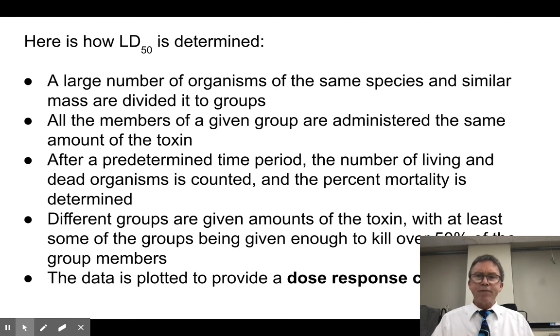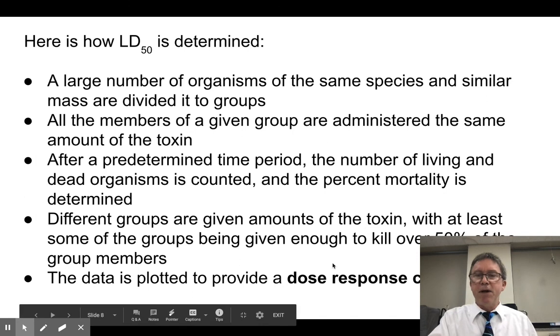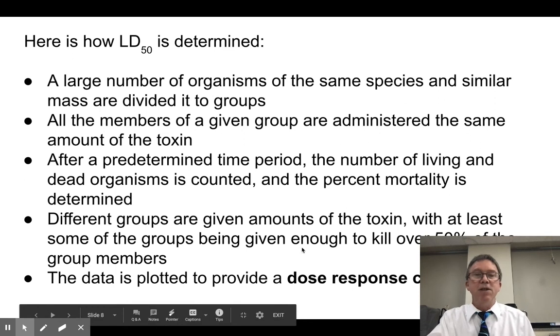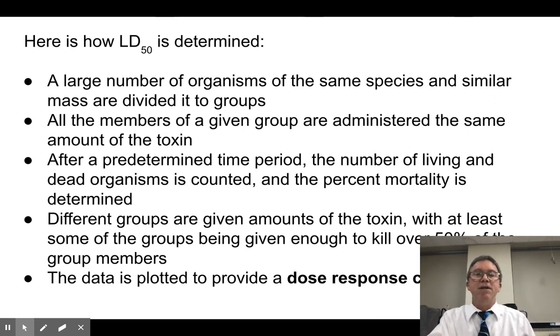Now, we're going to graph this, and we're going to get what's called a dose response curve. And from this, we can interpolate the dose response curve to figure out what we're really after, which is, what is the dose that would kill 50% of the group members? Because that will let us calculate LD50. So let's see how we do this.